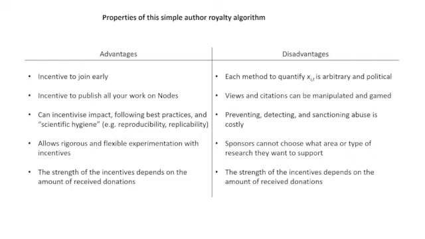Okay. Other disadvantages: each method to quantify impact, X_i,t, is arbitrary and political. Views and citations can be manipulated and gamed. This is a very common problem, even outside of DeSci, where if you started doing view and share counts and so on, it would be super easy to just build a bot and manipulate these numbers. We already have that in the current system, where you have citation cartels and that type of thing. So preventing, detecting, and sanctioning abuse of that type would be costly.